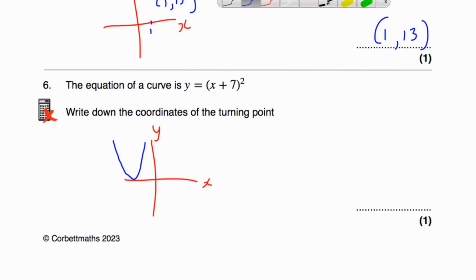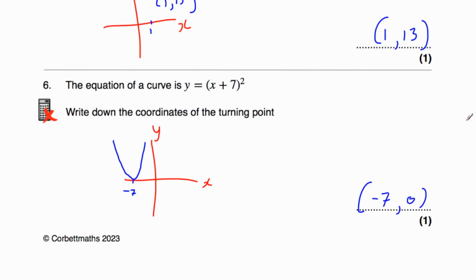So then it would now touch at negative 7 there on the x-axis. And then it goes back up. Now we don't have a plus or a minus here, so the graph actually will just stay there. So that will be our graph of y equals (x plus 7) squared. I've been asked to write down the coordinates of the turning point. So remember, we've gone 7 squares to the left. We haven't gone up or down. So the coordinates of that turning point would be negative 7, 0.